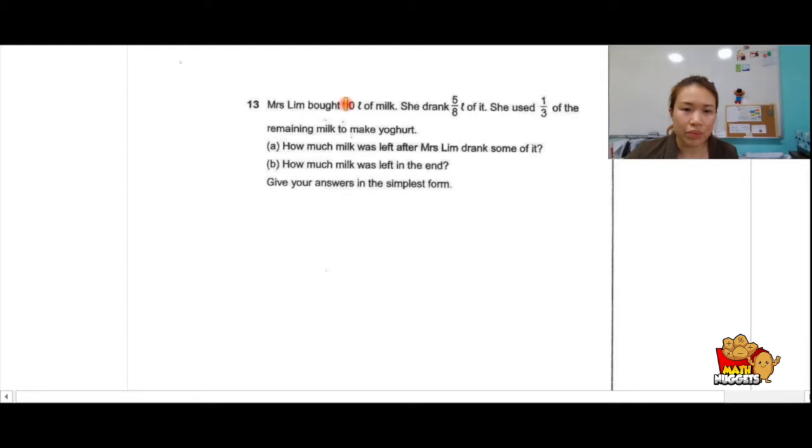Question 13, Mrs. Lim bought 10 liters of milk. She drank 5/8 liters of it, and she used 1/3 of the remaining milk to make yogurt. So part A, how much milk was left after she drank? So we start from 10 liters. She drank 5/8 liters. So we're going to change 10 wholes to 9 wholes and 8 out of 8 so that we can minus the fraction. So then you will have 9 and 3/8 liters. That is your answer for part A.